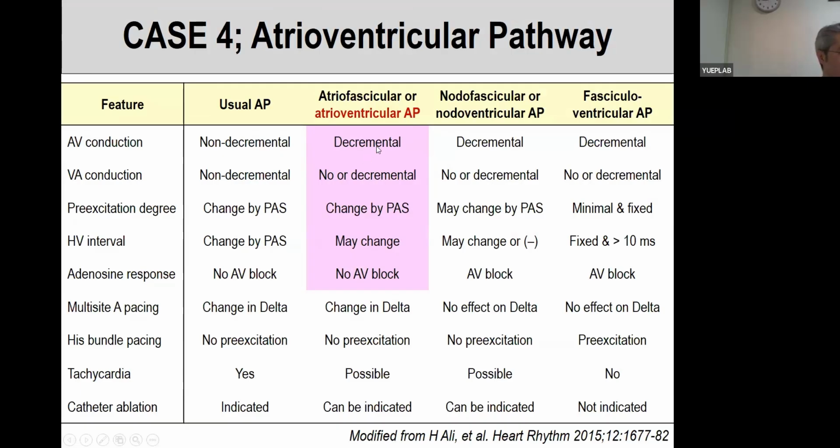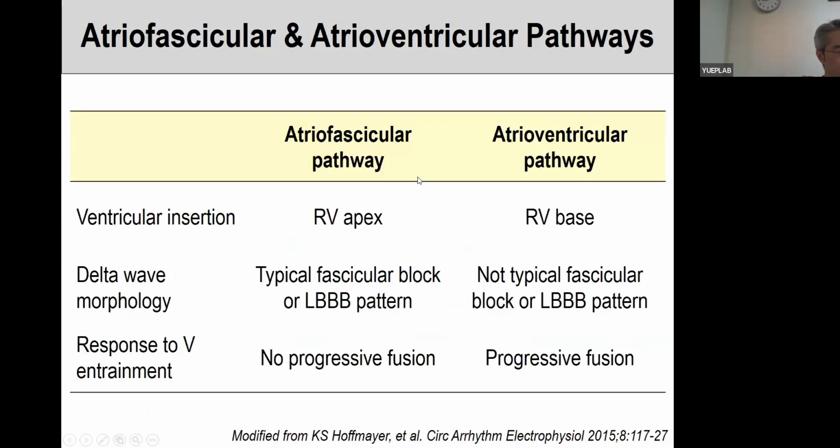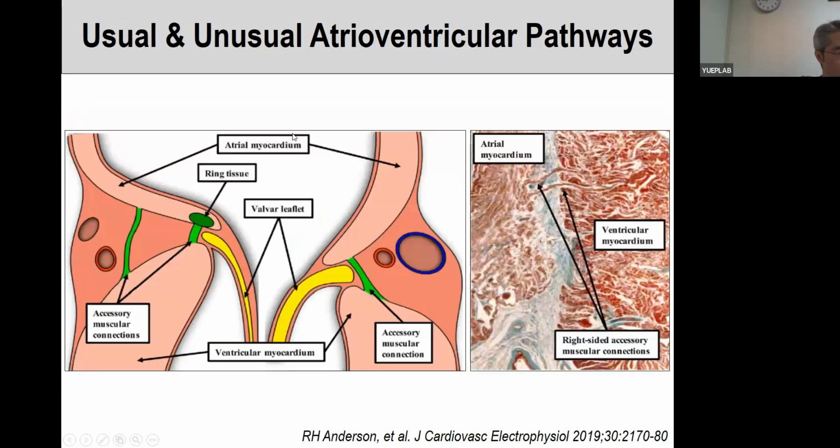AV conduction is decremental and there is no VA conduction. Pre-excitation degree has been changed by atrial stimulation. HEV interval is changed after adenosine injection. We can see no AV block. When it comes to atriofascicular and atrioventricular pathways, it's the same story. The ventricular insertion site is different between this pathway and this pathway. So that's why the delta wave morphology is different.